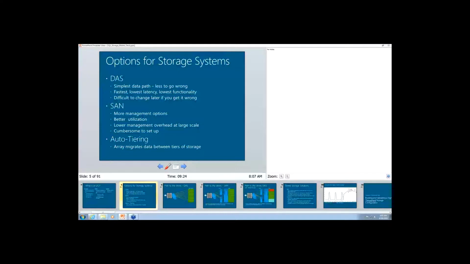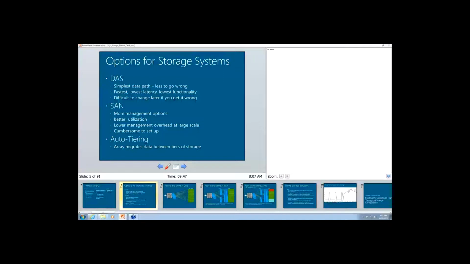So let's talk about the connections between the processor and the actual storage media. Three basic scenarios are direct attached storage. It's the simplest data path, less to go wrong, less potential bottlenecks between processor and storage. It's the fastest, lowest latency, lowest functionality.